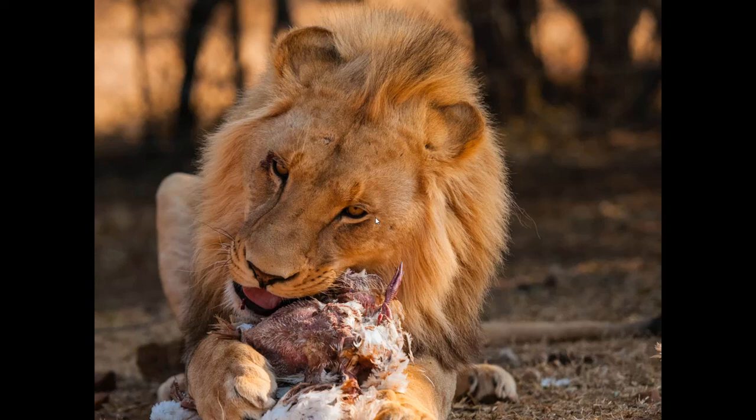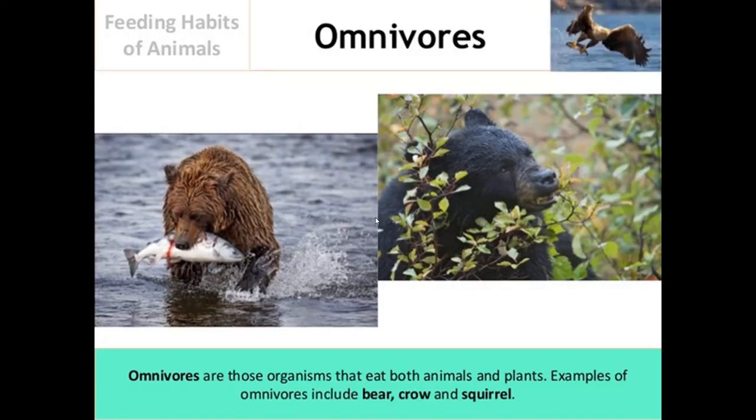Here in this image you can see lion is eating the flesh. So this animal obtains the nutrition by eating the flesh of other animals. So they are examples of carnivores.